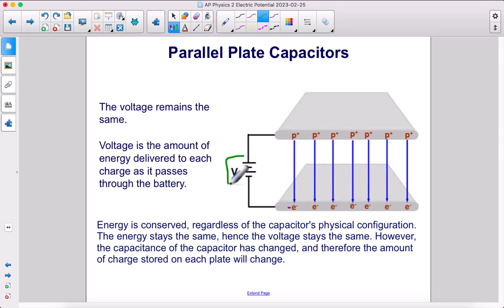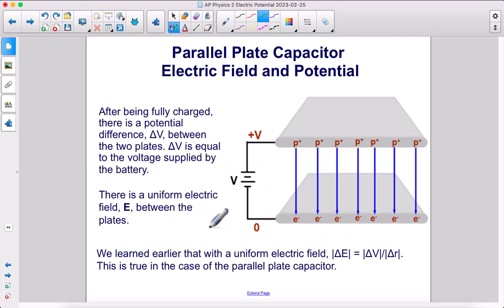Think of batteries as a source of constant voltage difference. As long as you have a battery connected to a capacitor, that voltage difference between the plates will be constant. After being fully charged, there is a potential difference, delta V, between the two plates. The voltage difference is equal to the voltage supplied by the battery.